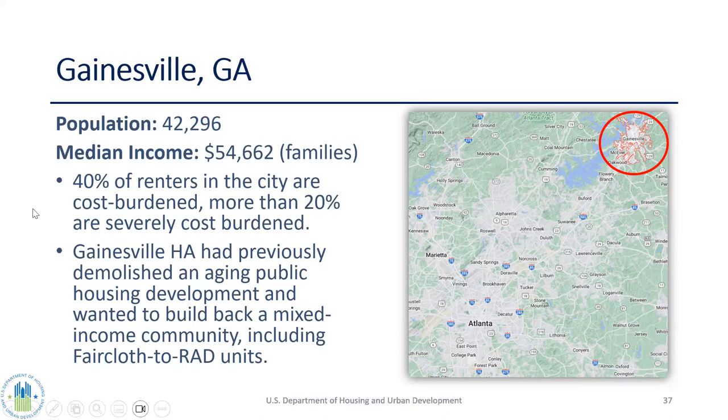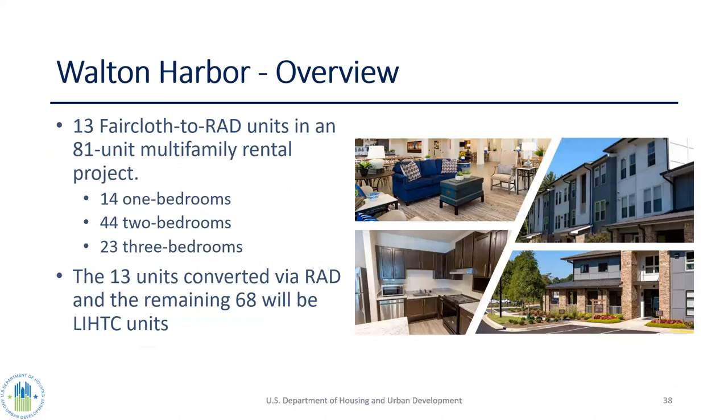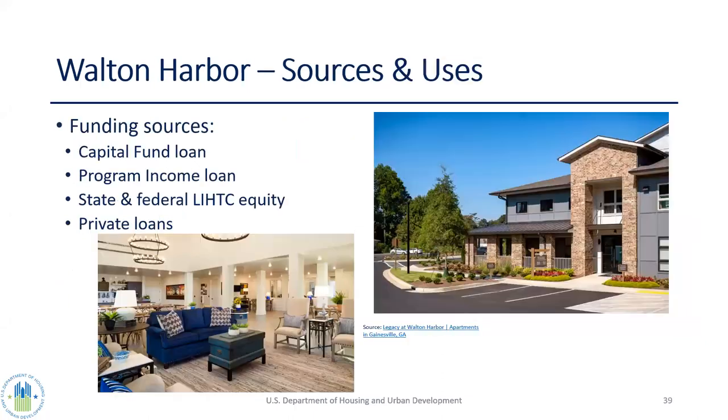Once Faircloth-to-RAD became an option, they quickly switched gears a little bit to incorporate Faircloth-to-RAD. The result is they've already built phase one of an 81-unit rental property where 13 of the units are deeply assisted through Faircloth-to-RAD, and the rest are low-income housing tax credit, income restricted. They used state and federal tax credits, a soft loan from the PHA from capital funds, as well as private loans. They built this really beautiful property.